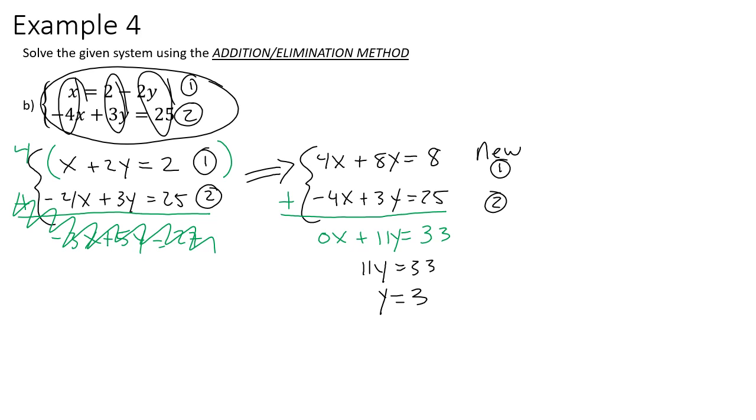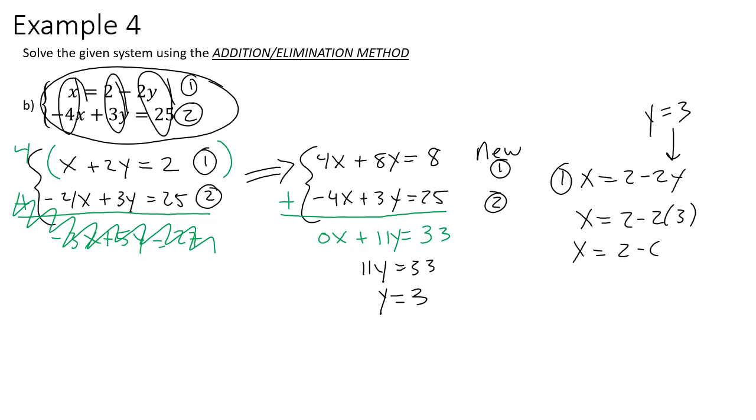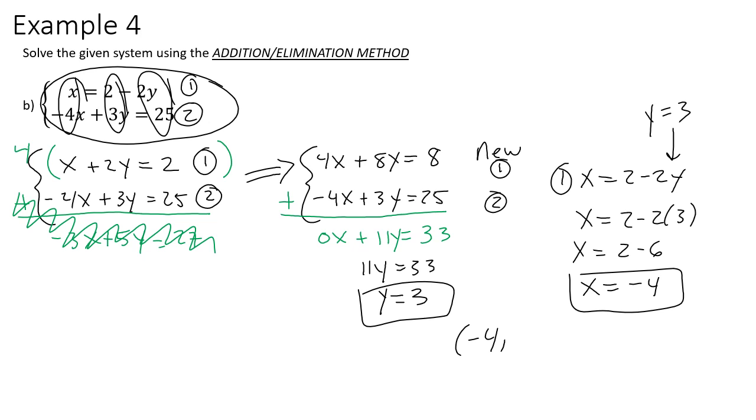So with that being said, I want to solve for x, and number 1 has an x equal, so I think number 1 is really a good one to use here. So if I use equation 1, and I let y equal 3, I get x equals negative 4. So I can write it like that, or I can write it as an ordered pair, negative 4, 3. Either way is fine.